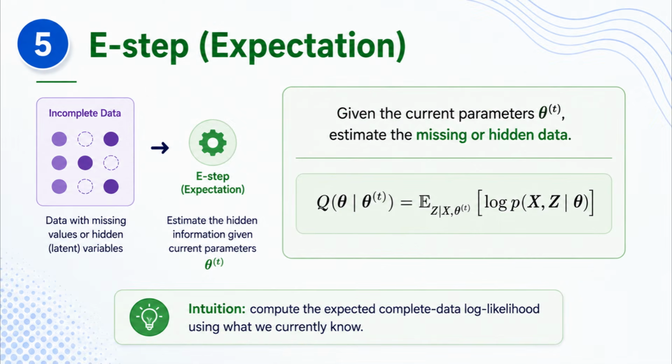The E step stands for expectation. During this stage, the current model parameters are treated as fixed. The algorithm then estimates the hidden information based on the observed data. In a clustering problem, this might mean calculating the probability that each observation belongs to each group. Instead of forcing a single answer, EM can work with probabilities. The main question of the E step is, based on the model we currently have, what should we expect the hidden information to look like?